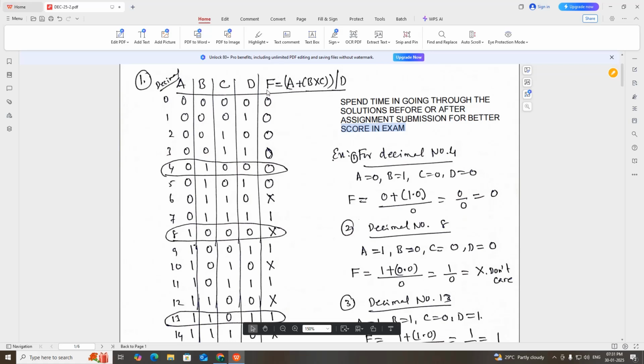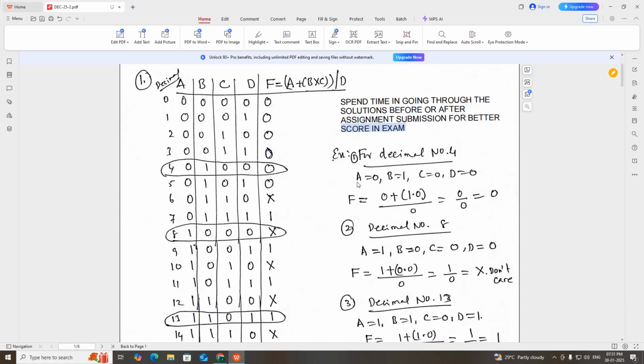Now what is the function f for this particular given function? So how to write that one? I have taken 3 examples. For serial number 4, a is equal to 0, b equal to 1, c and d both 0. So we will see the function f is 0.